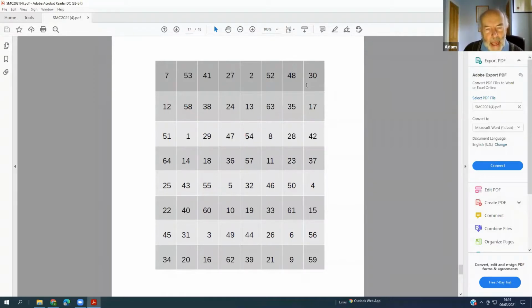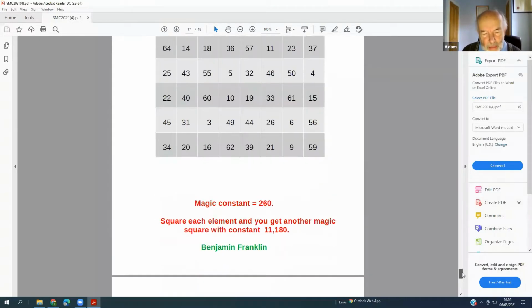So we replace every number and end up with a new 8-by-8 array. Would you believe that that is also a magic square? It is. And this was created by a gentleman called Benjamin Franklin. So I asked the students if they know anything about Benjamin Franklin, and we get some very interesting suggestions.